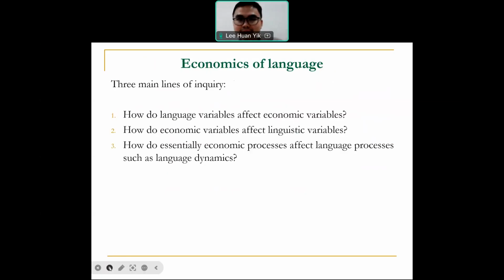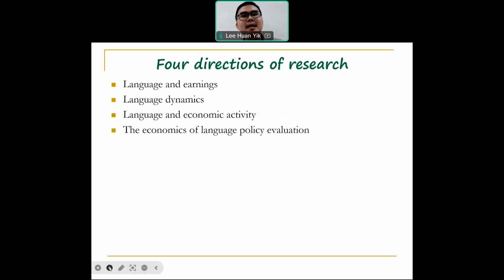So there are three main lines of inquiry here. How do language variables affect economic variables? That's very important. And how do these economic variables actually affect linguistic variables? And how do economic processes affect language processes such as language dynamics, which I explained a while ago? So there are these directions of research if you are interested in research in this area.